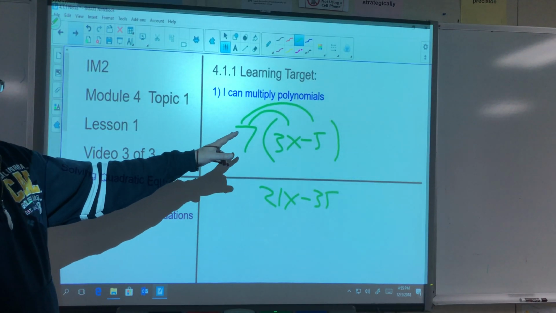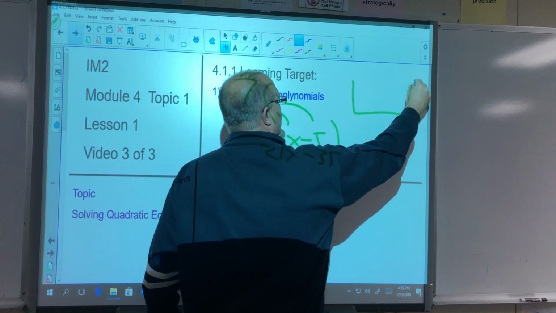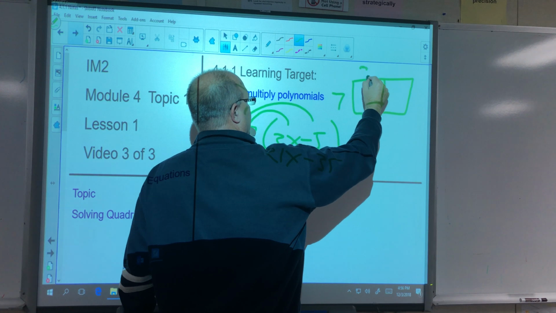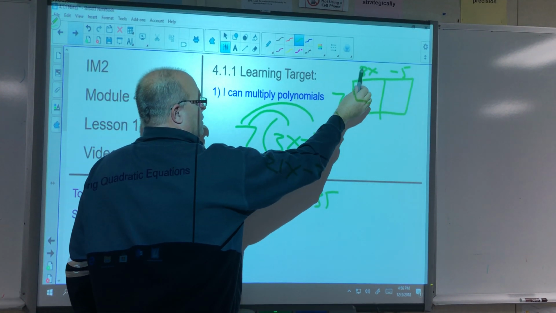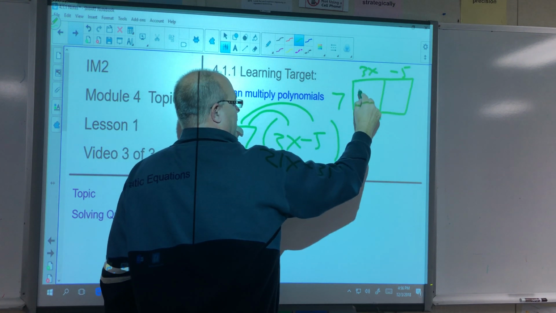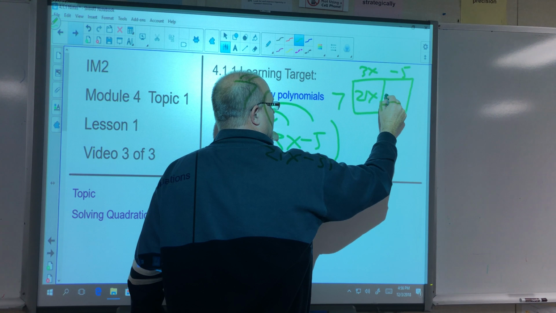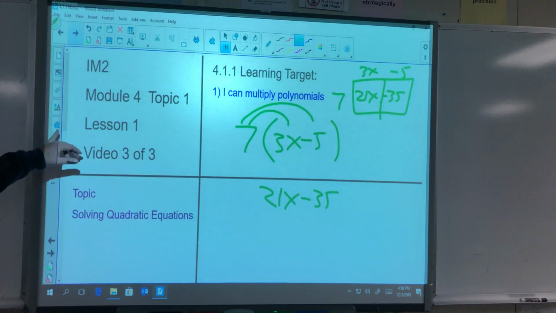You can also think of this as a generic rectangle. This would be a 1 by 2 generic rectangle. And so the 7 would go here, and the 3x minus 5 goes here. And it's the area model, right? Length times width, so 7 times the 3x is how you got the 21x. And then the 7 times the negative 5 is how you get negative 35. And you write it out. Okay? That's a real basic one.